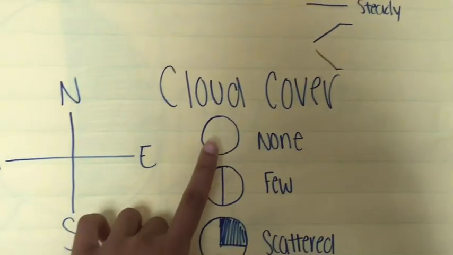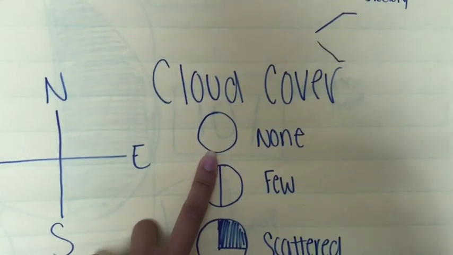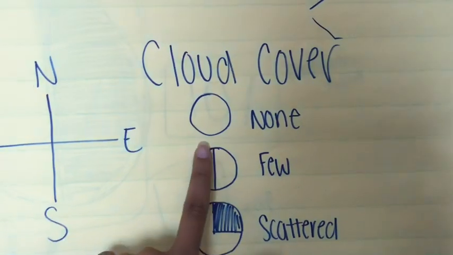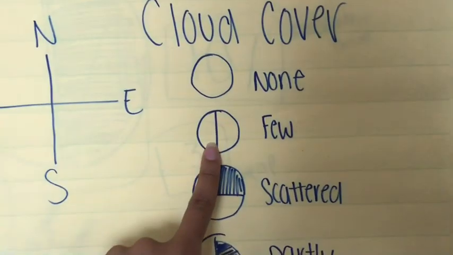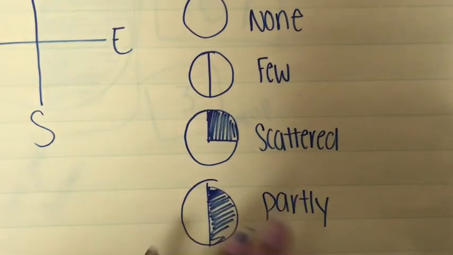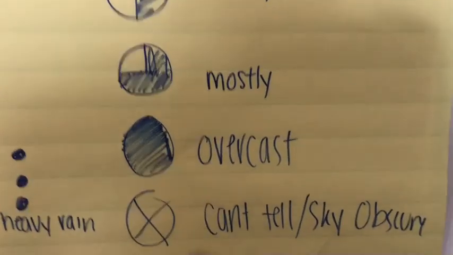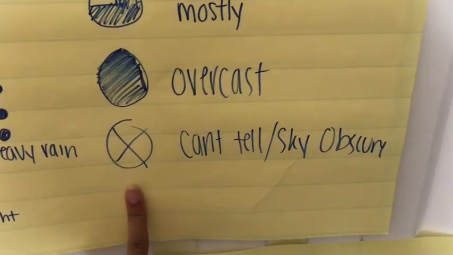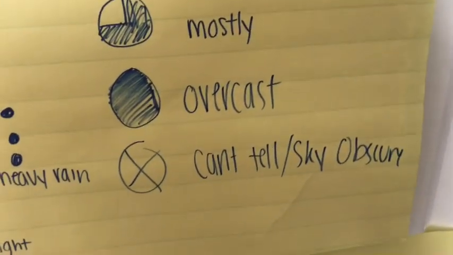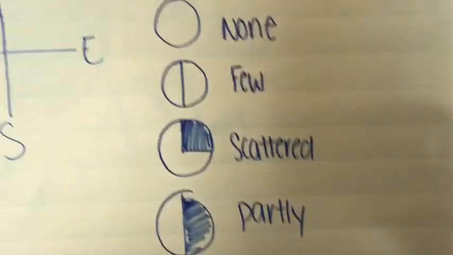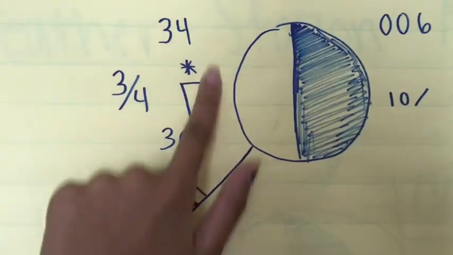But yeah, so what you do is you want to draw the circle, and then in the circle you're going to draw fractions depending on the cloud coverage for that day. So this is none, of course, it's just an empty circle. This is a few clouds, scattered clouds, 25% cloud coverage, 50% cloud coverage, 75% cloud coverage, overcast, and this is when you can't tell. I guess visibility is really low, sky is obscured where you are, so you do this one. I haven't really seen this one in action too much, but these are all really common ones. And again, that's the big circle in the middle.